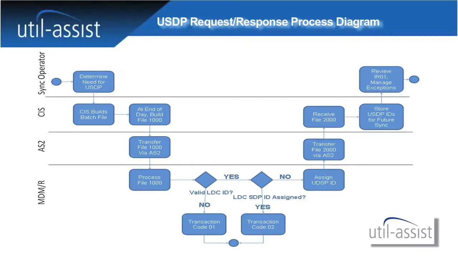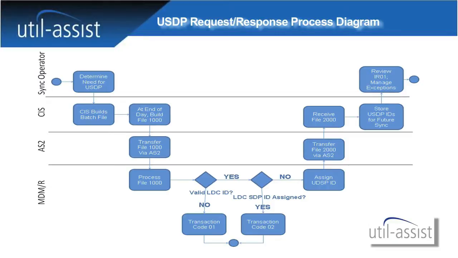We've got the sync operator starting off this process, determining a need for the USDP. For the most part, once you're in your enduring process, the need for a USDP comes about because of a new service. Otherwise, when you go through cutover, you're going to get all your existing USDPs and you're going to be done. And then the only time you need new ones is new services. But that is another need for USDP, right?